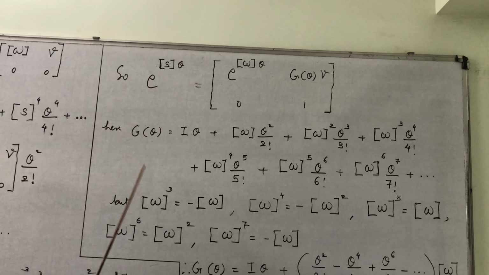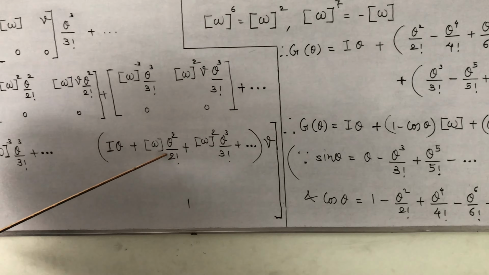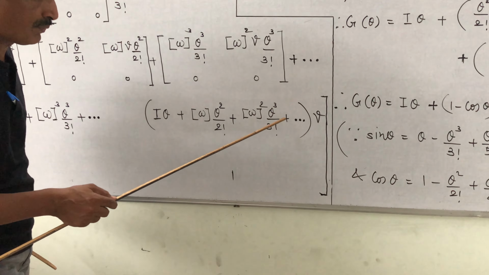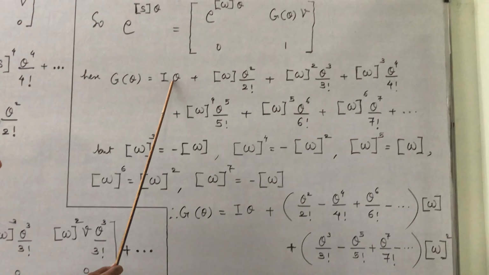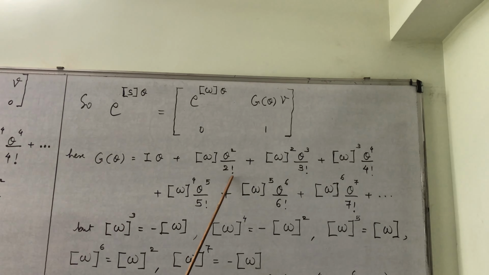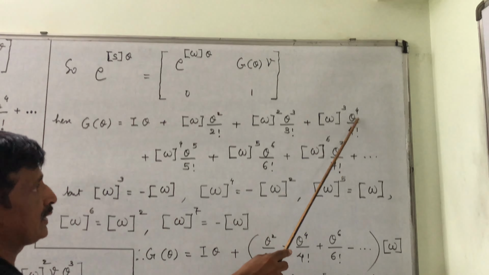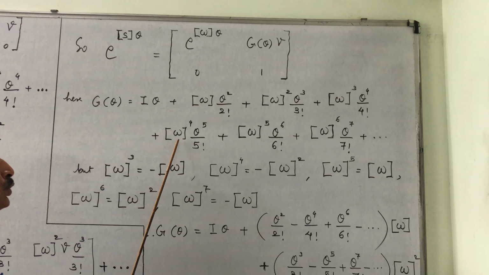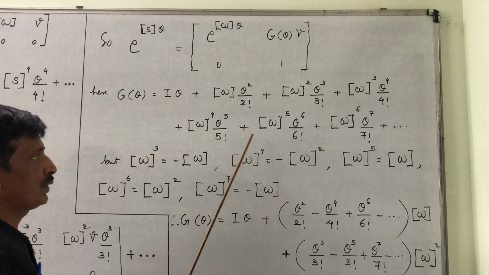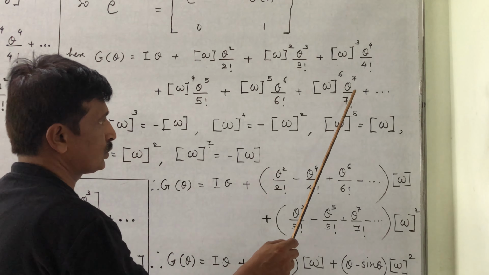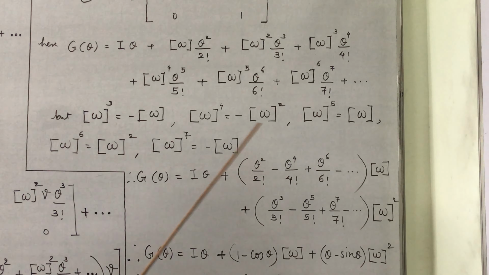So g of theta is this: I theta plus omega into theta square by 2 factorial plus omega square theta cube by 3 factorial, and so on. So I theta plus omega theta square by 2 factorial plus omega square theta cube by 3 factorial plus omega cube theta raised to 4 by 4 factorial plus omega 4 theta 5 by 5 factorial, omega raised to 5 theta raised to 6 by 6 factorial, plus omega raised to 6 theta raised to 7 by 7 factorial, plus and so on, infinite terms.